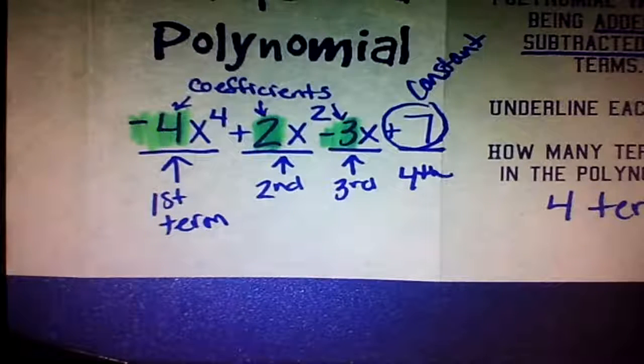You have something called a leading term. Your term with the highest exponent is known as your leading term. Which one of these terms has the highest exponent? The first one, the negative 4x to the 4th. So this right here is your leading term.